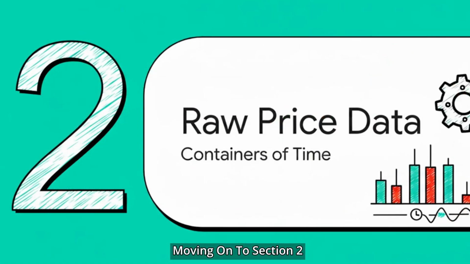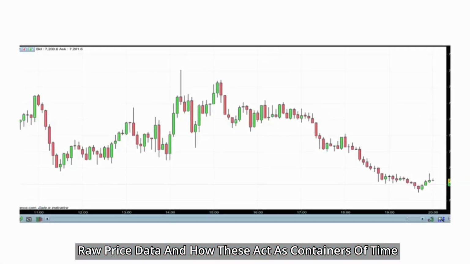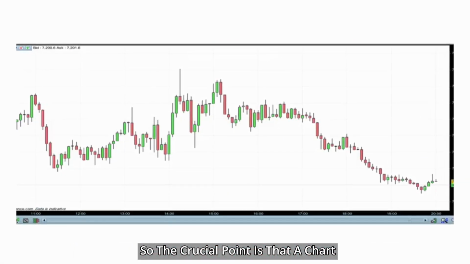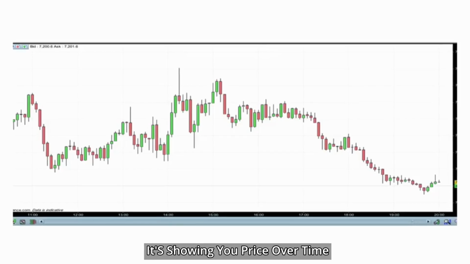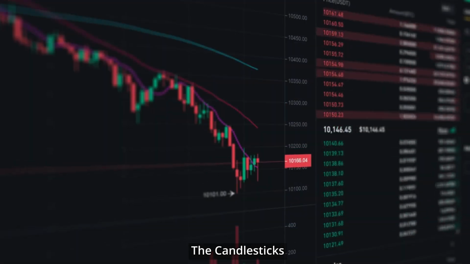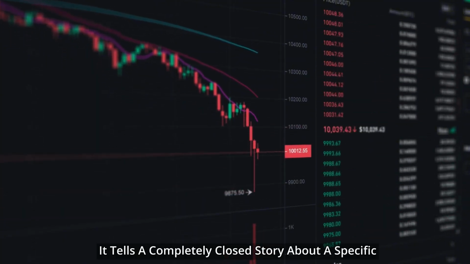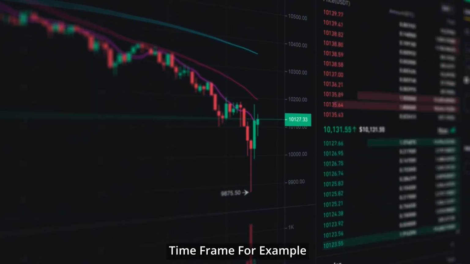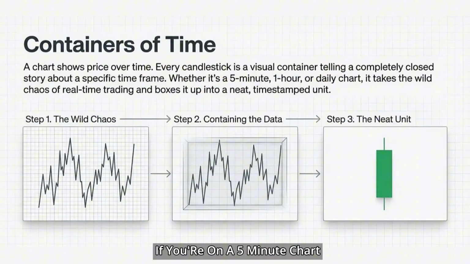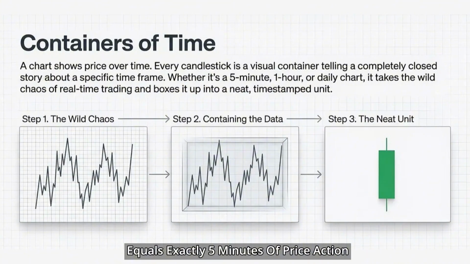Moving on to Section 2, raw price data, and how these act as containers of time. So, the crucial point is that a chart isn't just showing you price, it's showing you price over time. Each of these individual vertical shapes you see, the candlesticks, is basically a visual container of time. It tells a completely closed story about a specific time frame. For example, if you're on a 5-minute chart, one single, fully formed candle equals exactly 5 minutes of price action.